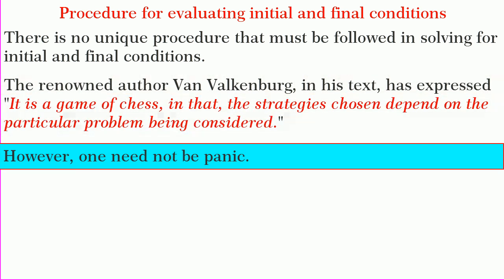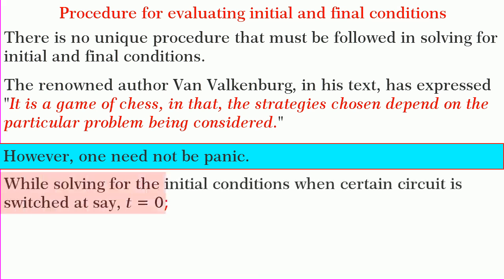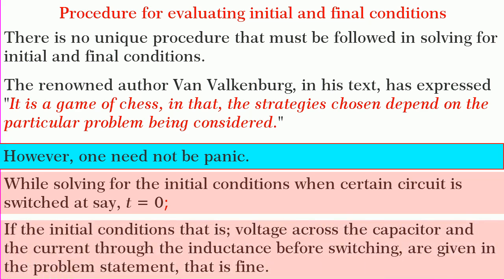However, friends, one need not panic. Let us find the way. While solving for the initial conditions, when a certain circuit is switched, say at t equal to 0, if the initial conditions, that is the voltage across the capacitor and the current through the inductance, are given in the problem statement, that is fine, we can use them. Otherwise, we have to find them.